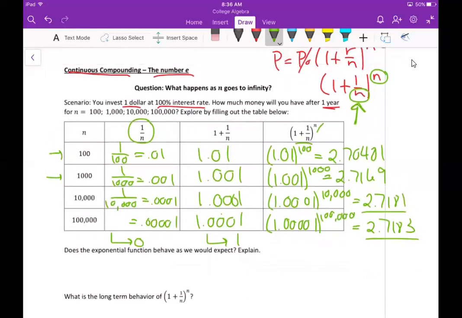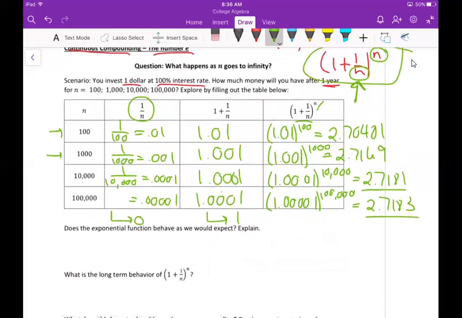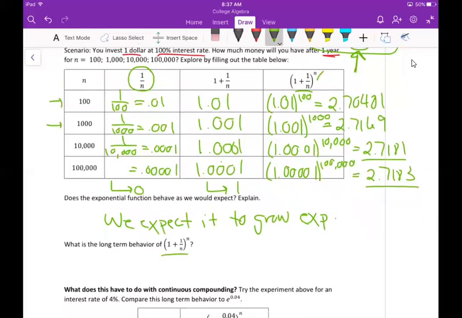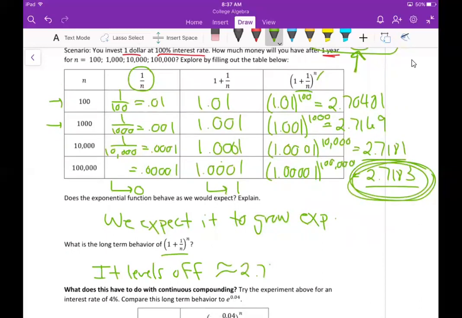So that exponential function that we have does not behave in that exponential manner that we would expect. We would expect that power that's changing to grow exponentially. But what do we see? That long-term behavior of our exponential function, it levels off. And have you guys ever heard of that E before? It's kind of like pi, right? It's just a number. That's this number you're seeing right here. It levels off at about 2.718.